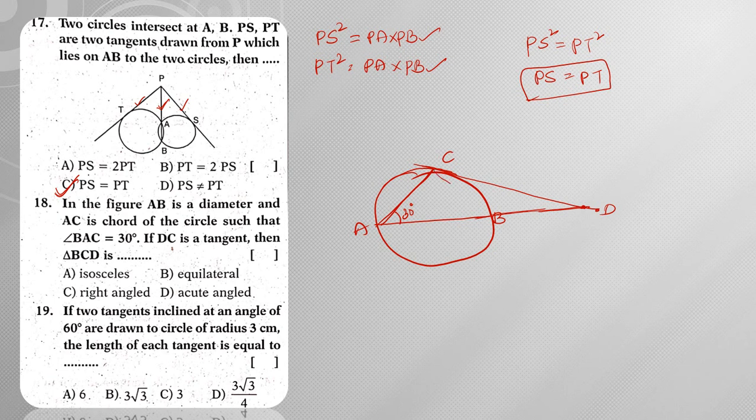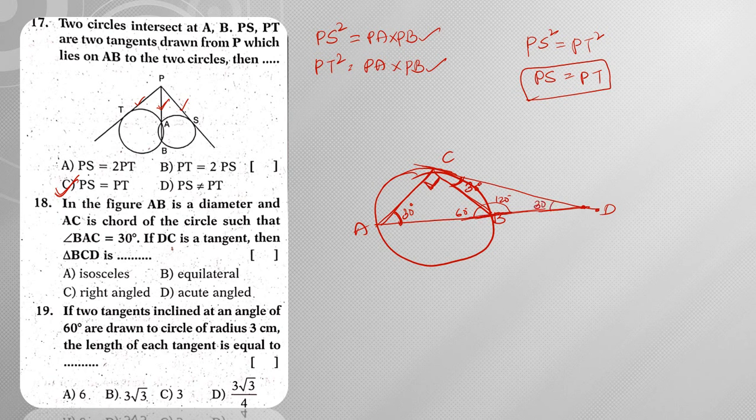Now we are talking about triangle BCD, right? So this is triangle BCD. Now clearly this angle is 30 degrees. So this is nothing but the angle in a semicircle, which is equal to 90 degrees. Then this angle will be 60 degrees. Next, since this angle is 30 degrees, by the alternate segment theorem this angle is also 30 degrees. Then this angle will be 120 degrees because it is forming a linear pair.